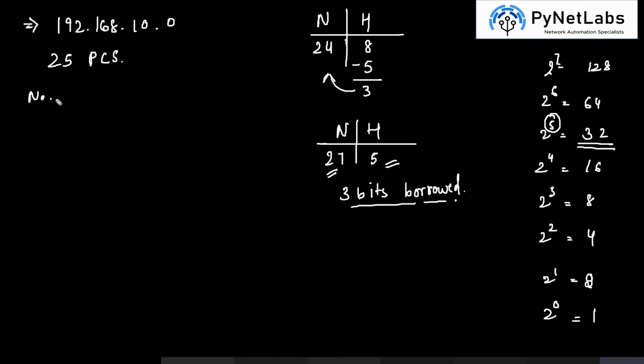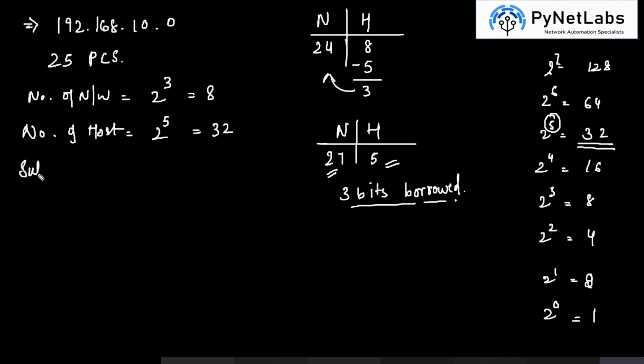So the number of networks will be 2 raised to the power borrowed bits, which is 3. We will have 8 ranges. Okay. Then after that, we will move to number of hosts. Number of hosts will be 2 raised to the power number of off bits. Off bits are 5. So we have 32. After that, we have subnet mask.